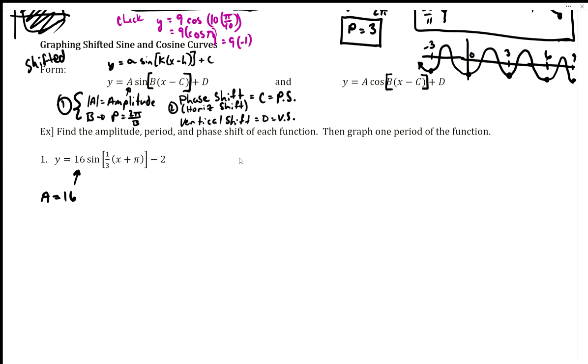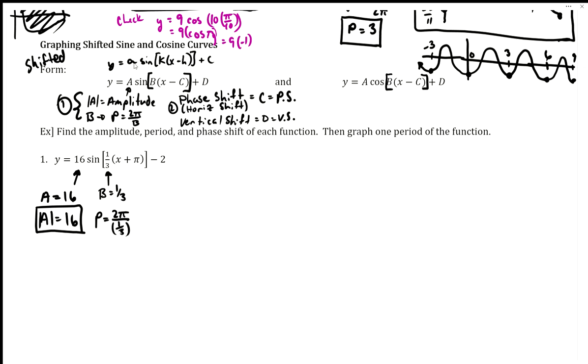So A is 16, which is positive, and so that's great. I don't make any note of it, but I will get the amplitude. So the amplitude is 16. And then this value that is outside the parentheses of the x plus pi, but inside the bracket, is the b value still, again matching the form. And then we can find the period. The period is always 2 pi divided by whatever that b value is.